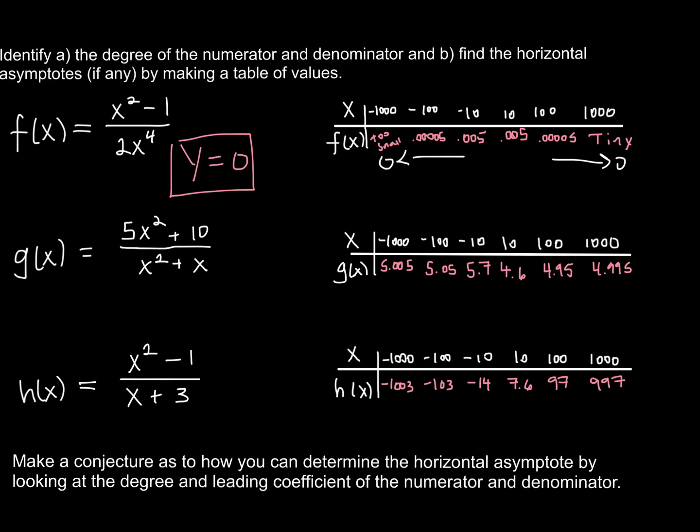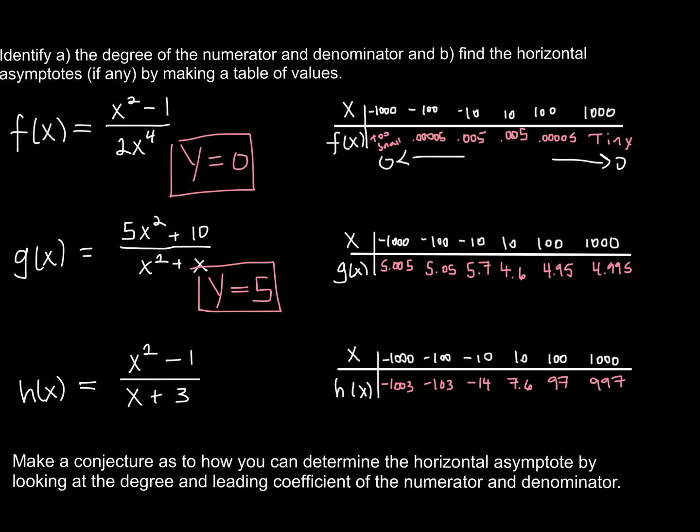All right, for g of x, I get something slightly different. As I'm moving to the right, as x approaches positive infinity, it appears as though my y values are getting closer and closer to 5. I can really see that here in this last step. And the same is true as x is approaching negative infinity. Again, the y values are approaching 5. And so I can conclude that I do have a horizontal asymptote, and that horizontal asymptote is the line y equals 5.